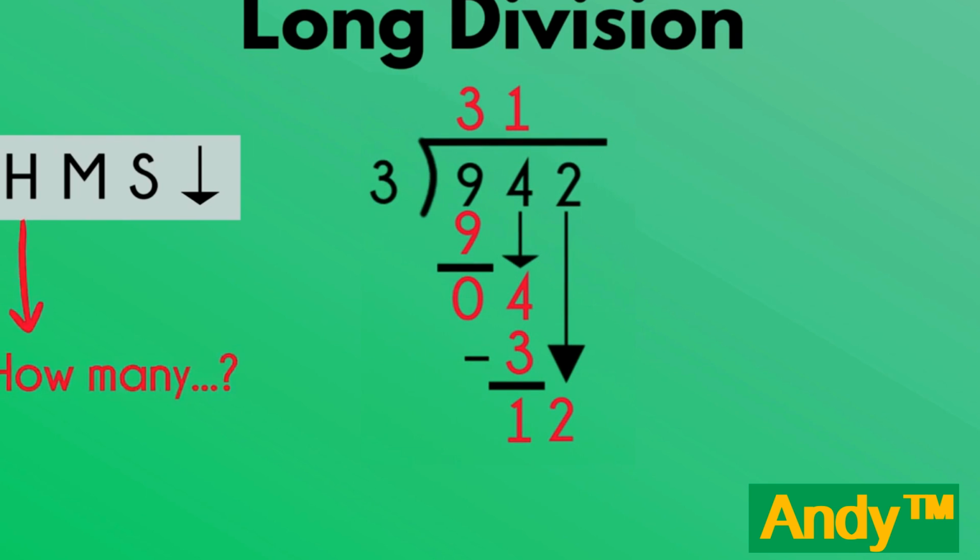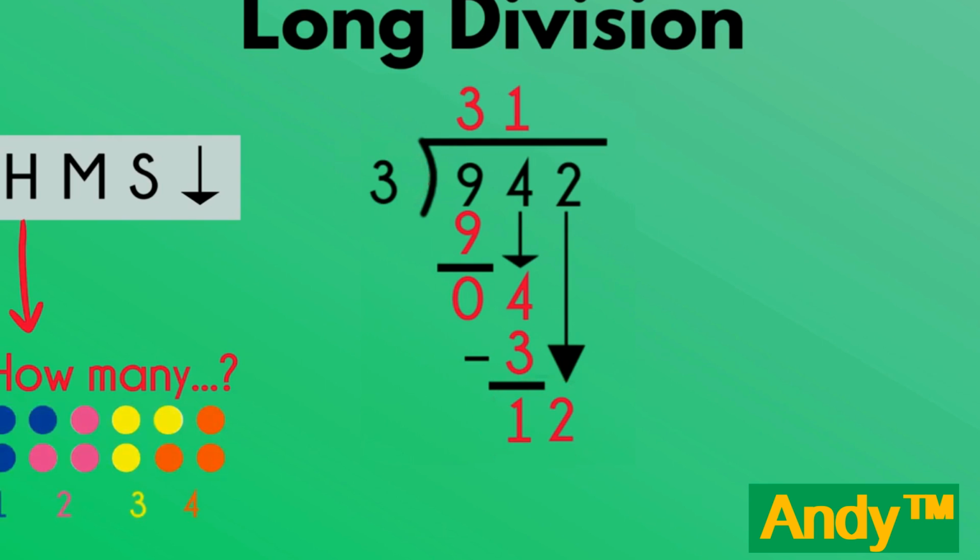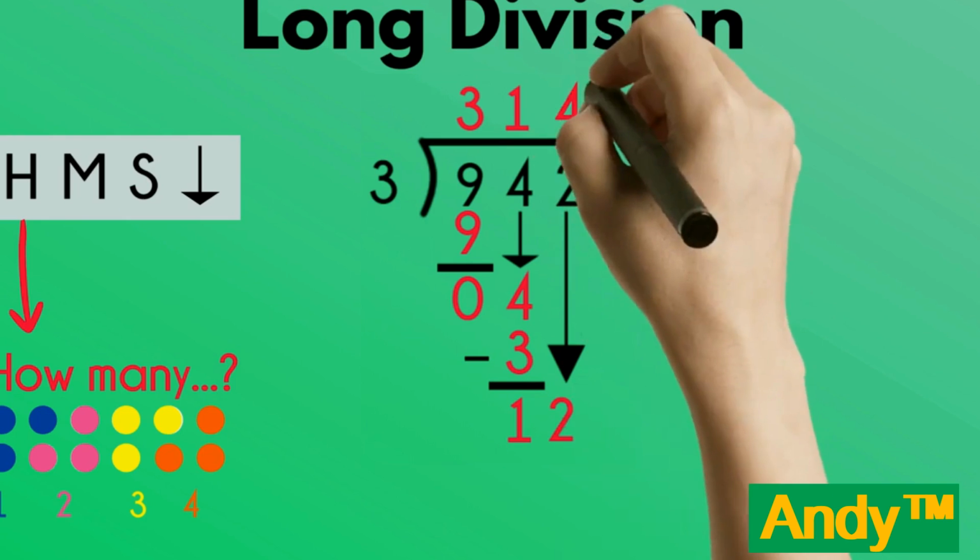H. How many? How many 3's in 12? Let's see. 1, 2, 3, 4. It fits in 4 times. Now we have the next digit of our answer, 4. We write it above the ones.